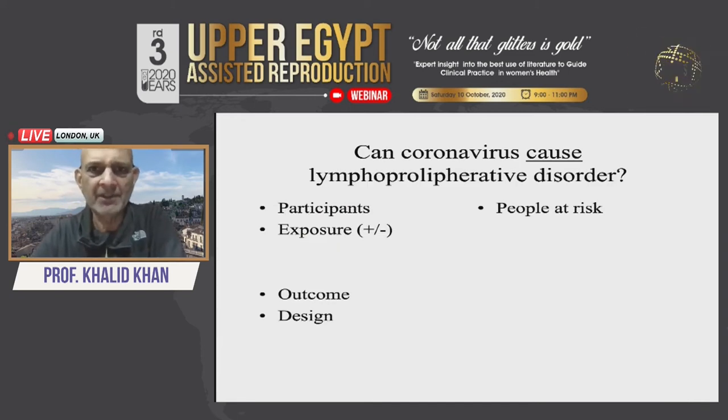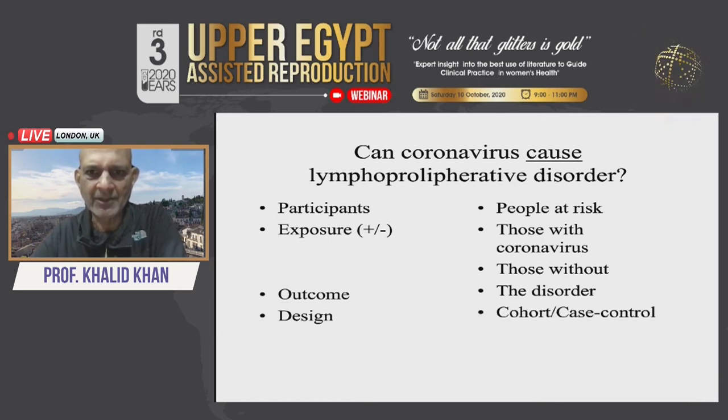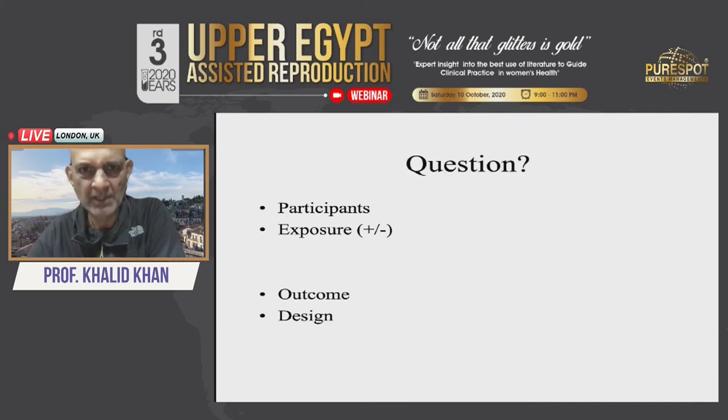Here is another question example. Can coronavirus cause lymphoproliferative disorder? Participants are people at risk. Exposures are those with and without the disease, confirmed by PCR or another test. Outcome is the disorder, confirmed by histology or another test. And the design could be follow-up of people forward in time, or selection of cases and controls, and going back in history to see whether exposure occurred earlier or not. You can think about a question in your own practice or setting in the same way.